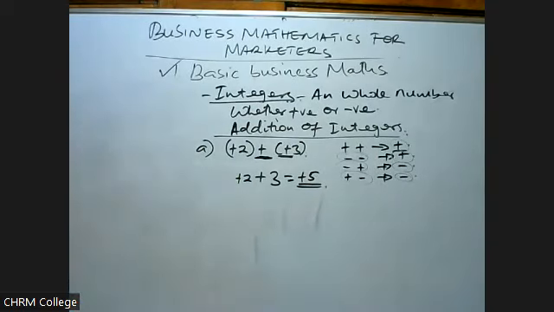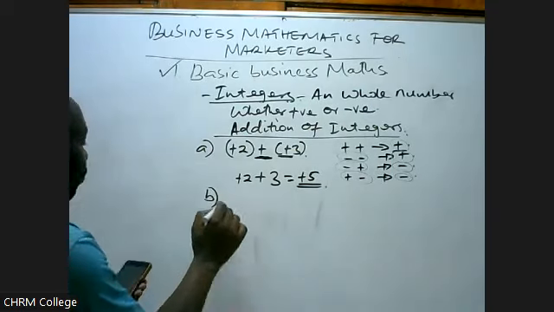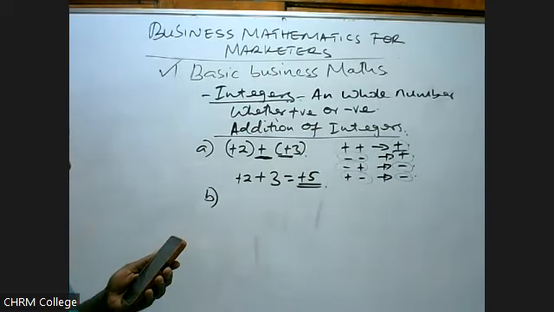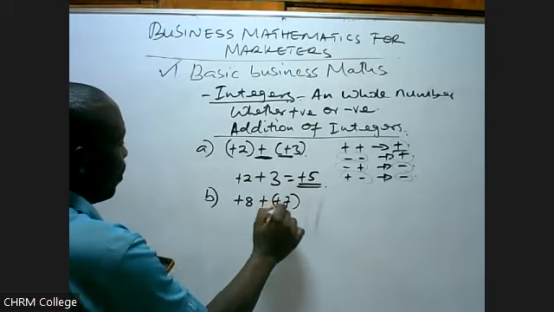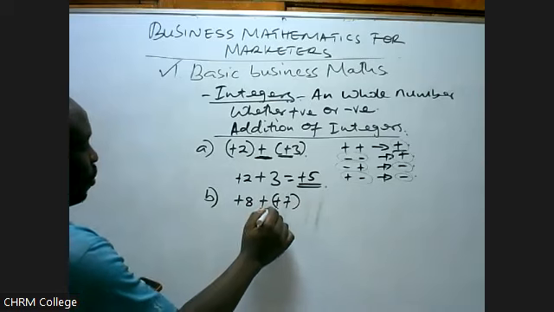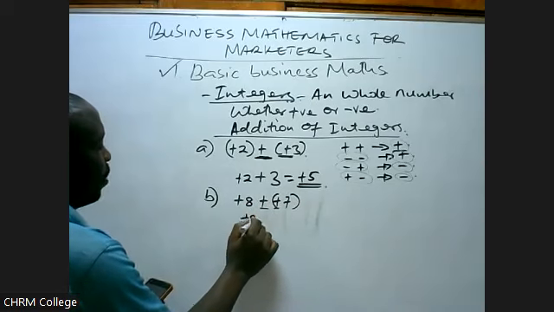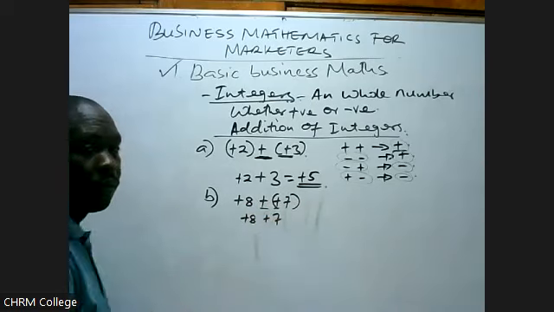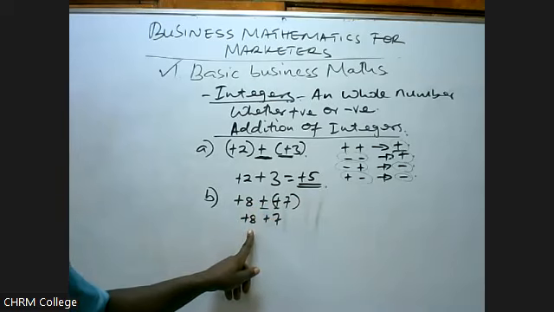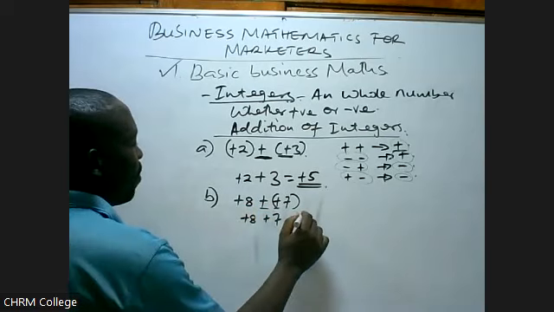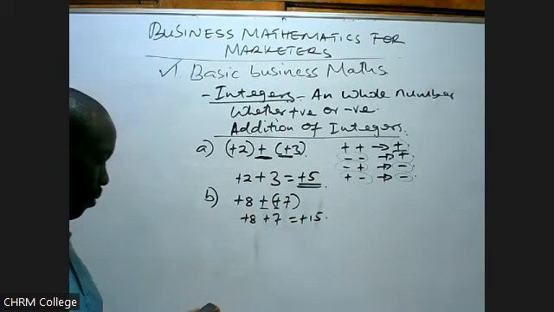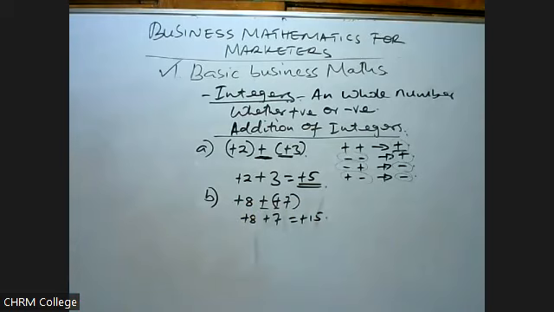Okay. Example B that we have there is a case where you have positive 8 plus positive 7. Again, this is positive, positive. It can be written as positive 8 plus 7. When you have 8 items already, and then you add 7 to that, this is the same as positive 15. That is positive 15. The same case applies to C and D.